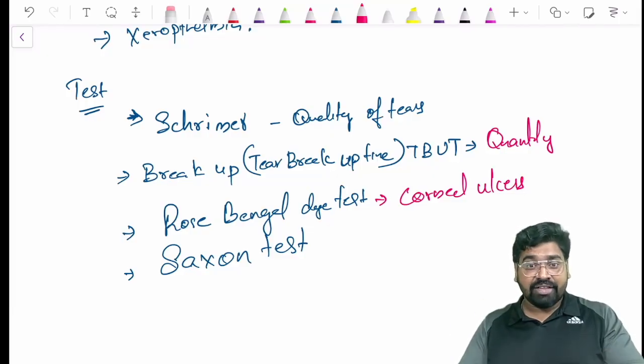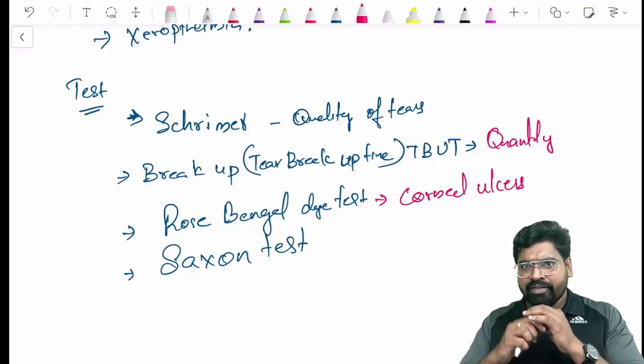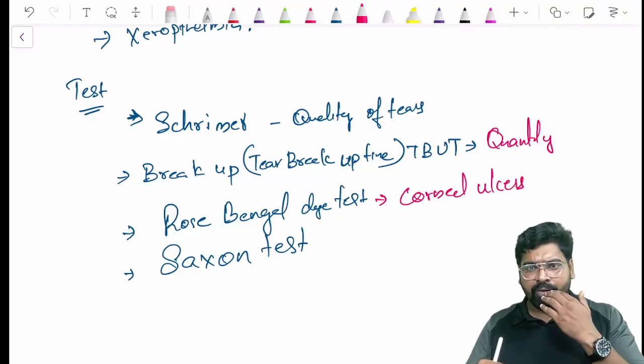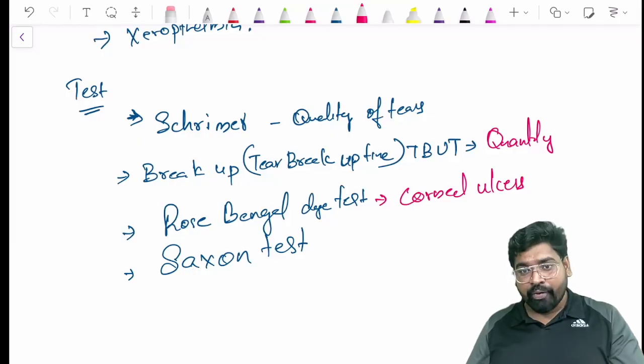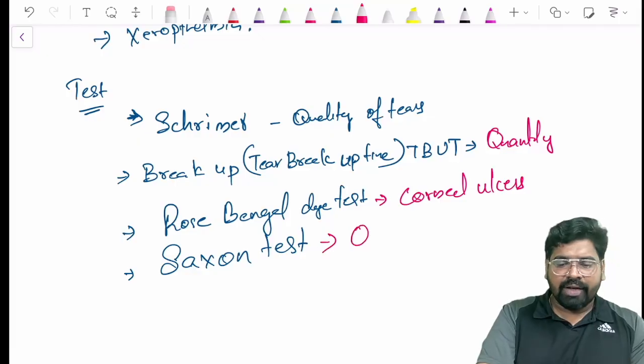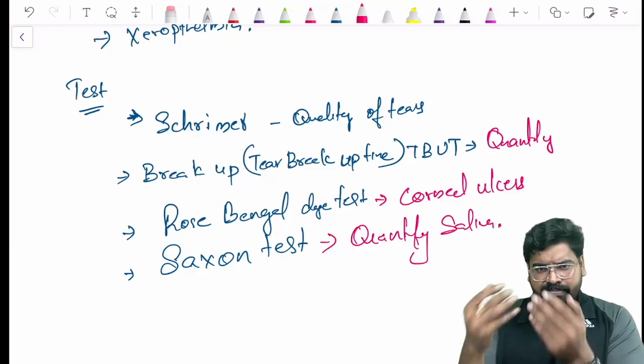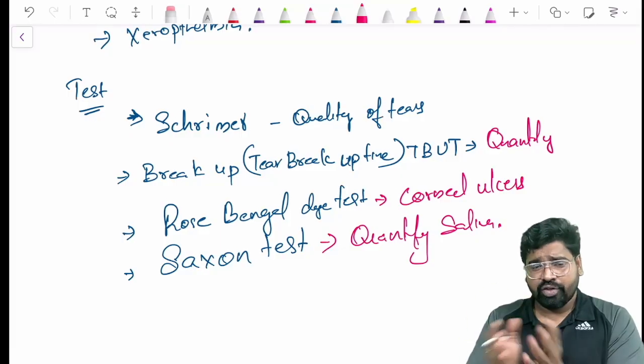If there is any presence of ulcers, we check the Rose Bengal test. Then the saxon test. The saxophone is an instrument he is blowing. When you are blowing an instrument, the saliva will come out. The saxon test will quantify your saliva, how much saliva is formed. So we are checking for the symptoms of your Sjogren syndrome.